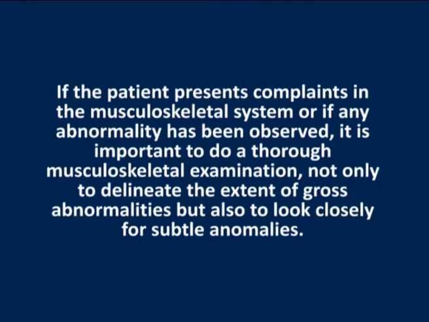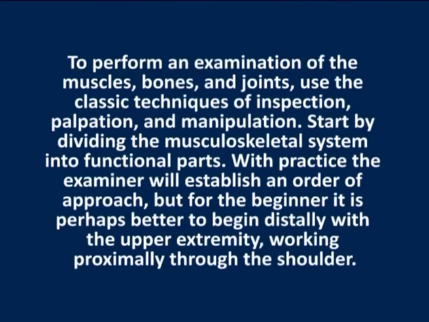If the patient presents complaints in the musculoskeletal system, or if any abnormality has been observed, it is important to do a thorough musculoskeletal examination, not only to delineate the extent of gross abnormalities, but also to look closely for subtle anomalies. To perform an examination of the muscles, bones, and joints, use the classic techniques of inspection, palpation, and manipulation. Start by dividing the musculoskeletal system into functional parts. With practice, the examiner will establish an order of approach, but for the beginner, it is perhaps better to begin distally with the upper extremity, working proximally through the shoulder.